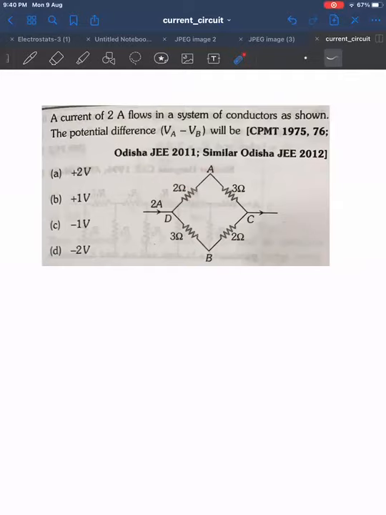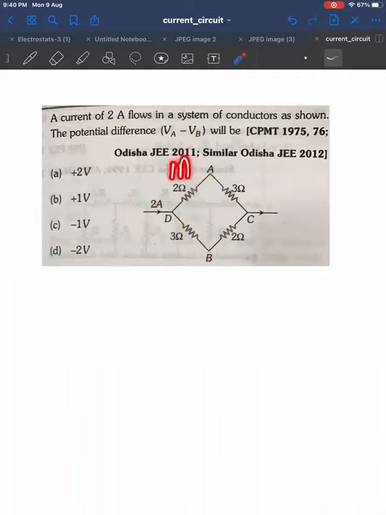See here, first of all, you should know that 2 ampere will get equally divided in these two branches as 1 ampere and 1 ampere because the total resistance is the same. First point, you should know that. See here, 2 ohm, 3 ohm, 2 ohm, 3 ohm. That means the resistance is the same in the upper branch and lower branch. Therefore, current 2 ampere will be equally divided as 1 ampere and 1 ampere.